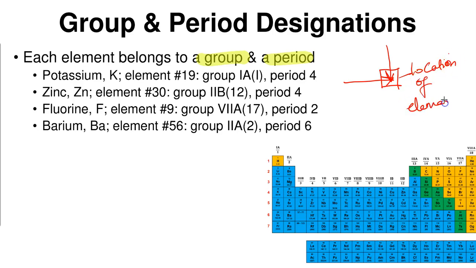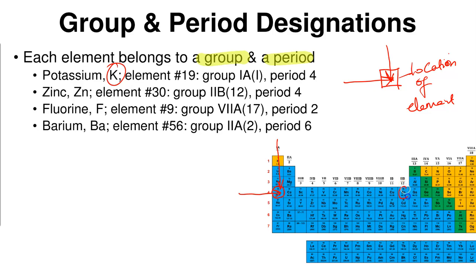So every element must be located, and it's just like saying there's a city and there's a state where each element is located. So, for example, potassium, of course, is element number 19. If you look at your periodic table, this is potassium. Potassium is located where? It is located in group 1A or group 1, and then period 4. So if you draw this line, this is where it's going to meet. That will be the location of that element. Zinc, on the other hand, look at zinc here.